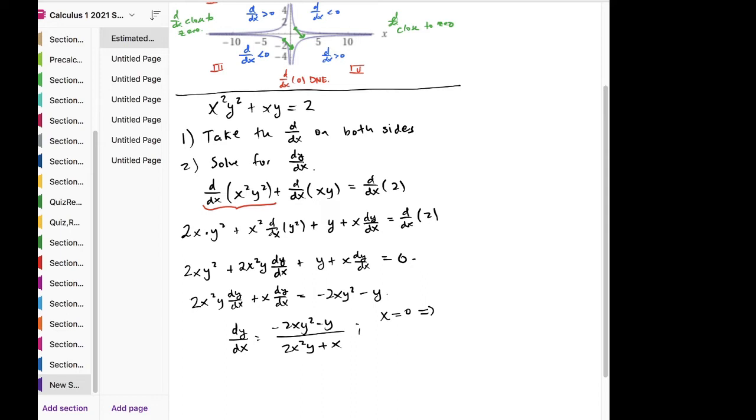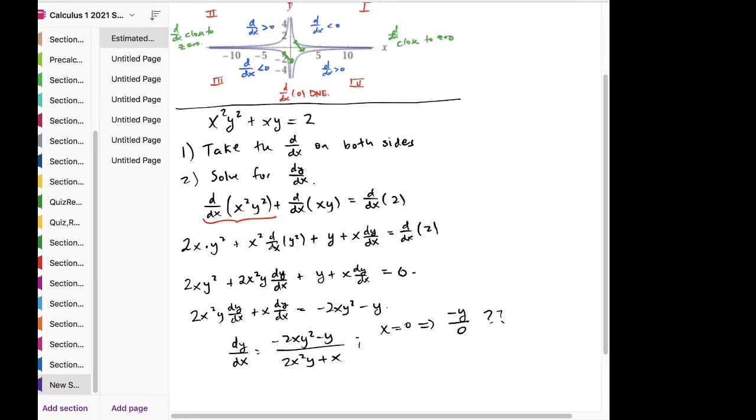What do you get? Yeah, it would be undefined. You get negative y over 0. Yeah, so this is undefined. And that satisfies our picture, right? At x equals 0, there's nothing there.